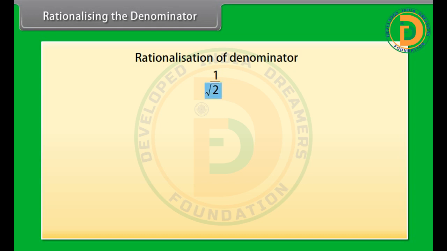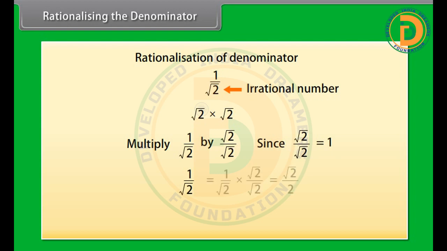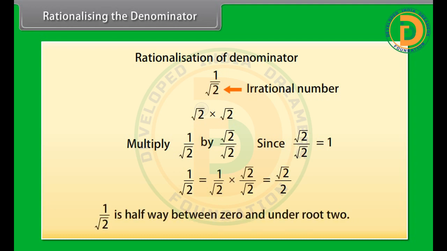Here, since square root of 2 is irrational, if we multiply it by itself, it will become rational. So, to rationalize, we multiply 1 by square root of 2 by square root of 2 by square root of 2, because this is equal to 1. Therefore, 1 by square root of 2 is equal to square root of 2 by 2. Now it is easy to locate 1 by square root of 2 on a number line. It is halfway between 0 and square root of 2.